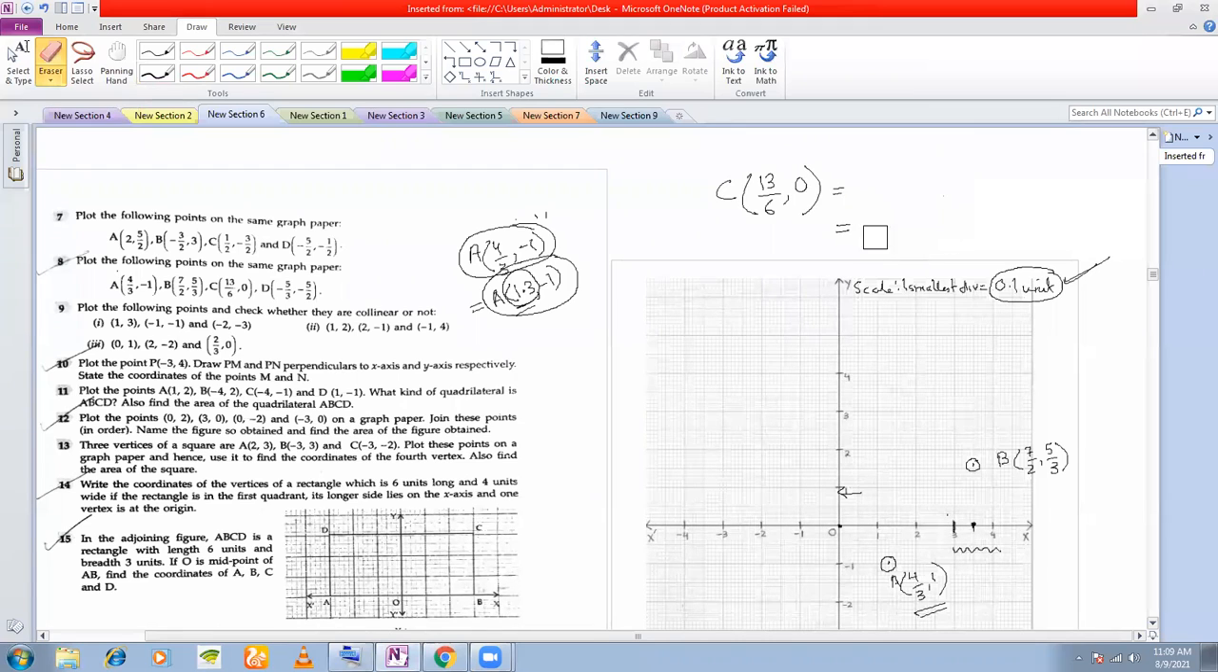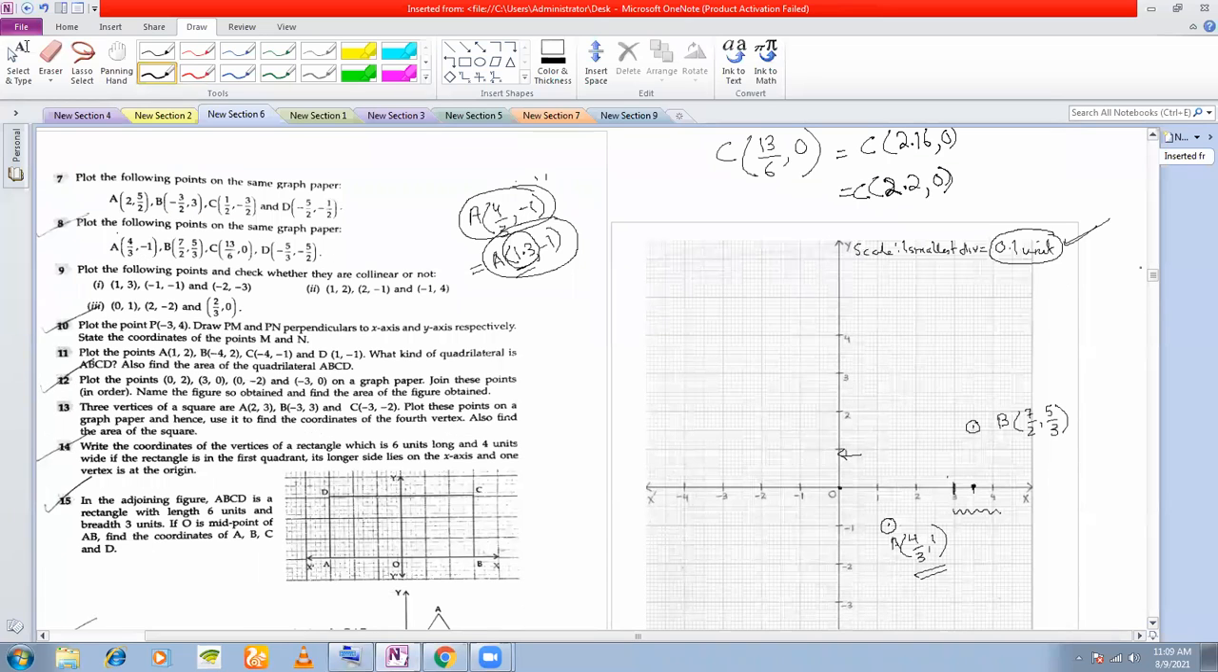So let's write this once again. This is C, 2.16, 0. That means this can be written as C (2.2, 0). Okay. Now let's locate this point.